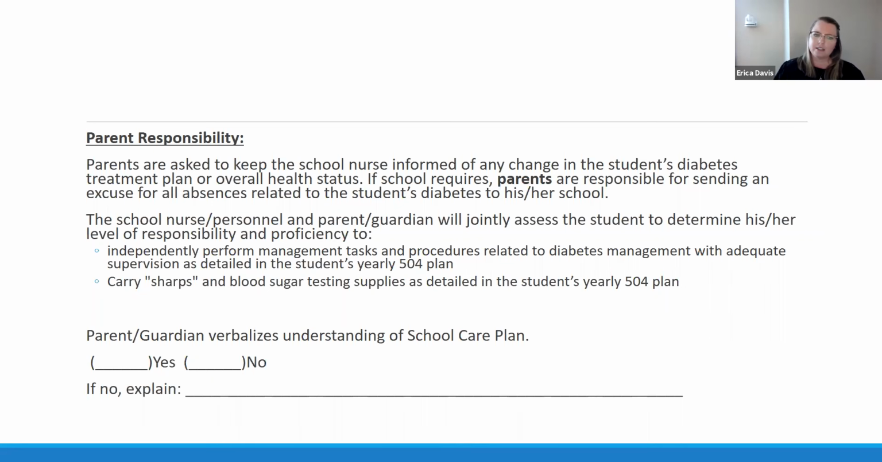There's another piece in this that says if the school requires, parents are responsible for sending an excuse for absences related to the student's diabetes or to his or her school. If the patient comes for an appointment, they get a school excuse. If they come to a diabetes class, they will get a school excuse. But if the child is missing school because they are sick or ill or following sick day rules or something of that nature, then that parent is going to need to send a note to the school in the same way that they would if the child was ill with some other illness.